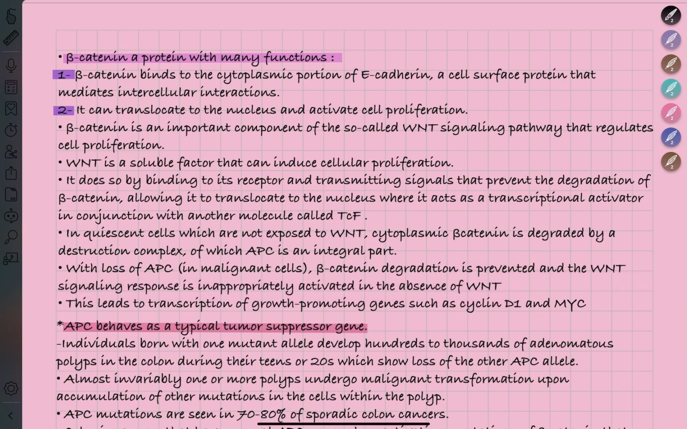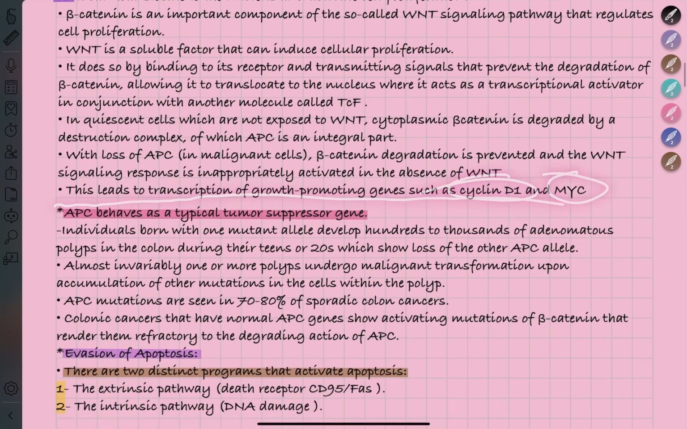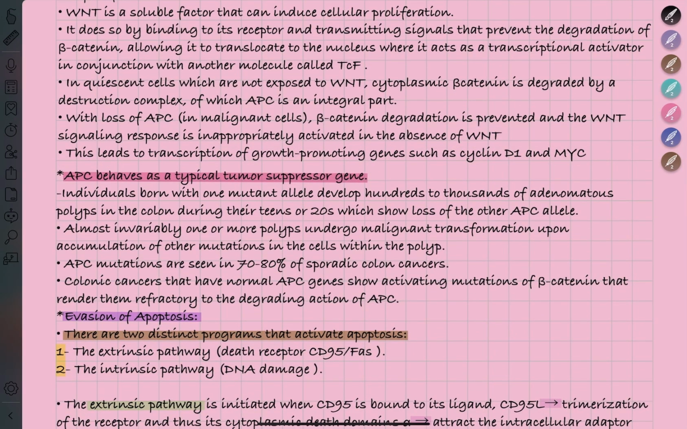Meaning the pathway itself is going to be activated without the need of a ligand to bind to the receptor. WNT doesn't even need to bind, okay? This will lead to transcription of growth-promoting genes like cyclin D1 and MYC gene, whatever type of gene, okay? So basically, we can say that the APC gene is a tumor suppressor gene, okay?